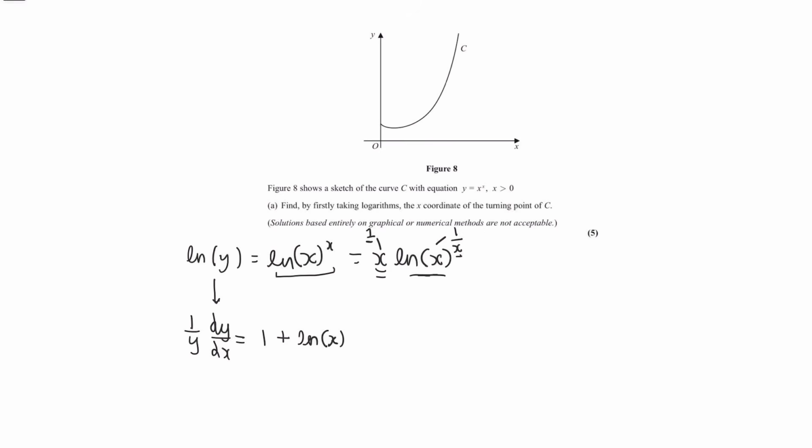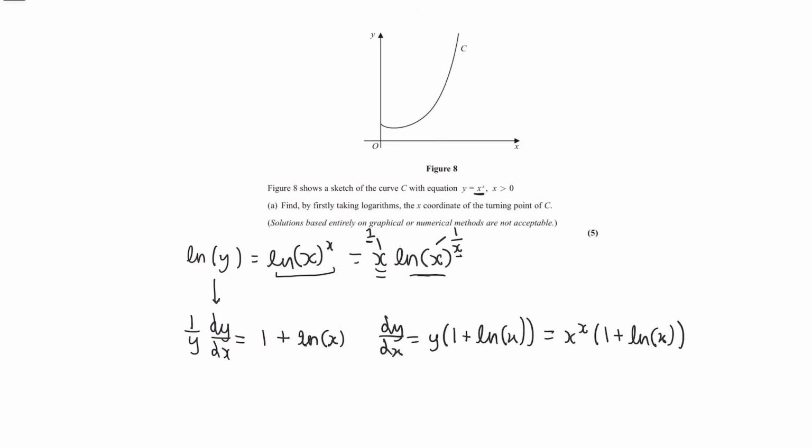Now we want to get just dy by dx, so we're going to multiply the y to the other side. So we have dy by dx is equal to y lots of 1 plus ln x. Now we want everything in terms of x, obviously, so just replace y with x to the x. So this is what we're left with.